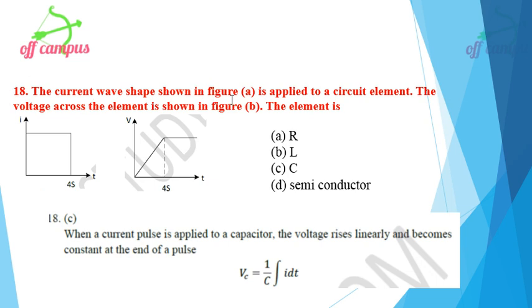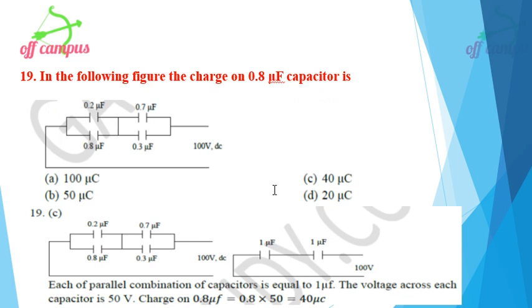The current wave shape shown in figure A is applied to a circuit element. The voltage across the element is shown in figure B. The element is, so this is the current wave shape applied to the circuit element, and this is the voltage across the element. Whenever a current pulse is applied to a capacitor, the voltage rises linearly and becomes constant at the end of the pulse, which means it is a capacitor. Vc equal to 1 by C integral of i dt. So option C, capacitor, is the right option. Then question number 19.